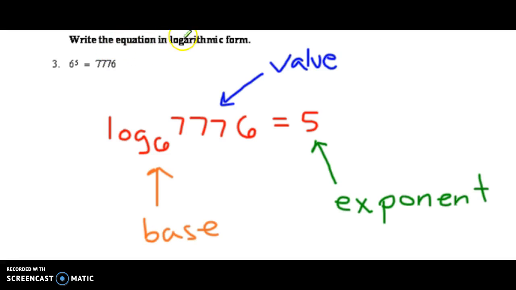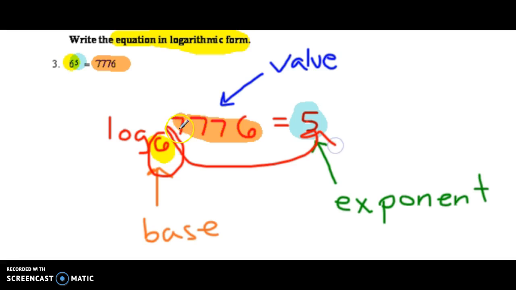In problem number 3, I'm going to write my exponential function as a log function. My base is 6. So here's my base. So I have log base. My power is 5. So here's my power. My value is 7776. So I am going to check this. And the way I check it, I go 6 to the 5th power should equal 7776, and it does.